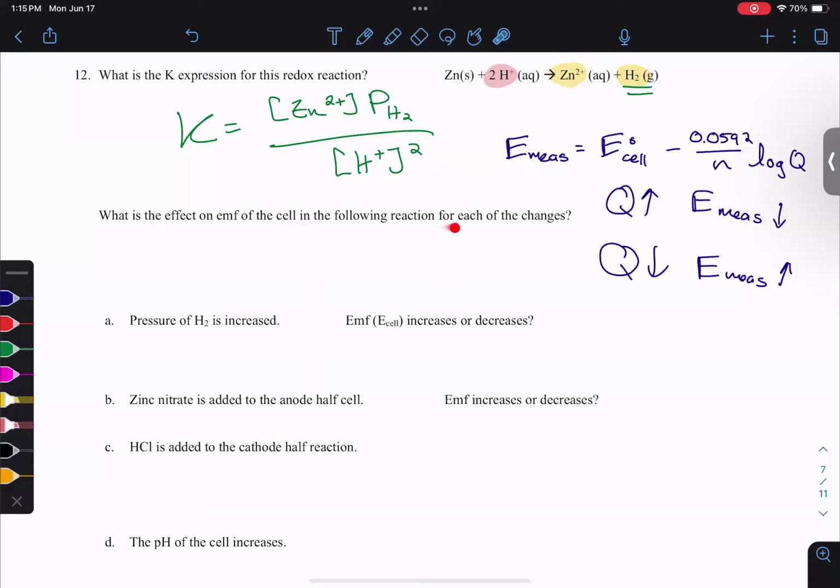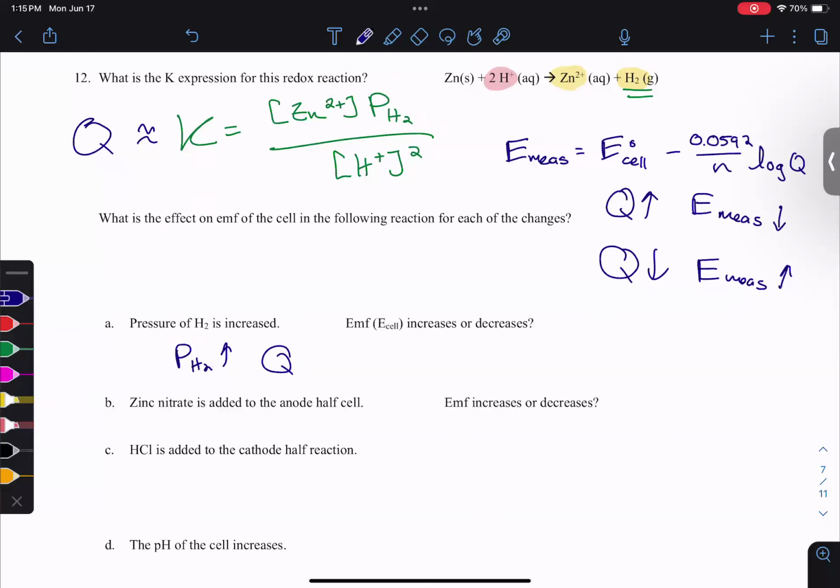What is the effect on EMF in the following changes? What if we increase the pressure of hydrogen? How does E cell change? So if pressure of H2 increases, how does Q change? So remember, this is K, but Q is the same thing. It's the same calculation. It's just we're not at standard condition, or we're not at equilibrium. So if pressure of hydrogen goes up, Q also goes up because Q's in the numerator. So if Q goes up, E cell will decrease because you're adding a lot more product. Q is going to get bigger. You're going to subtract a bigger number. So what you actually predict, or what you see, is a lower cell potential.